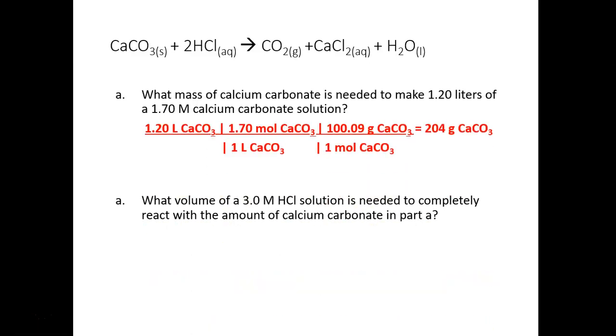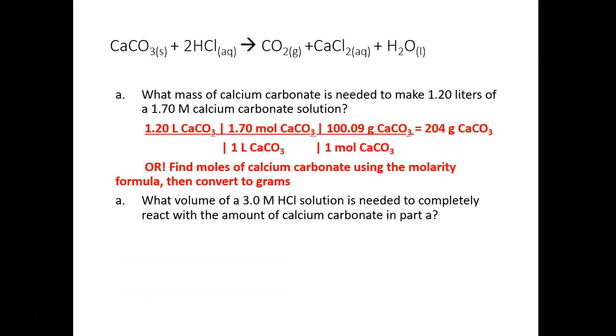I started with 1.2 liters, and then I used the molarity to convert to moles. If it's 1.7 molar, that means there's 1.7 moles in 1 liter. Once I had moles, then I used the molar mass to convert to grams, and I got 204 grams of calcium carbonate. Alternately, you could use the molarity formula to solve for moles, and then you could just convert those moles to grams.